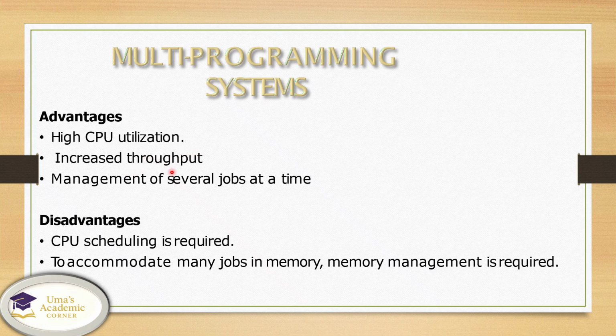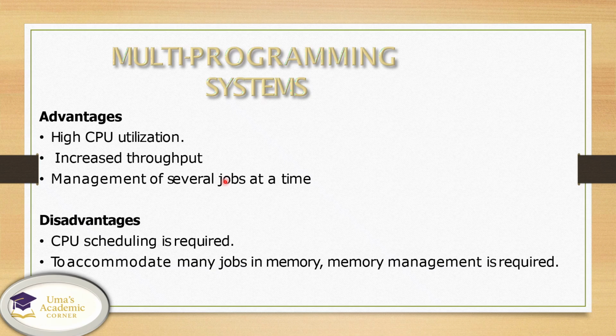Increasing throughput. We are utilizing the processor efficiently, so we can get the output faster compared to single-program processing. So it increases throughput; the number of outputs you can get is very fast. It also manages several jobs at a time. At a time, it will manage more than one job with the help of this multiprogramming system. That is also an advantage.